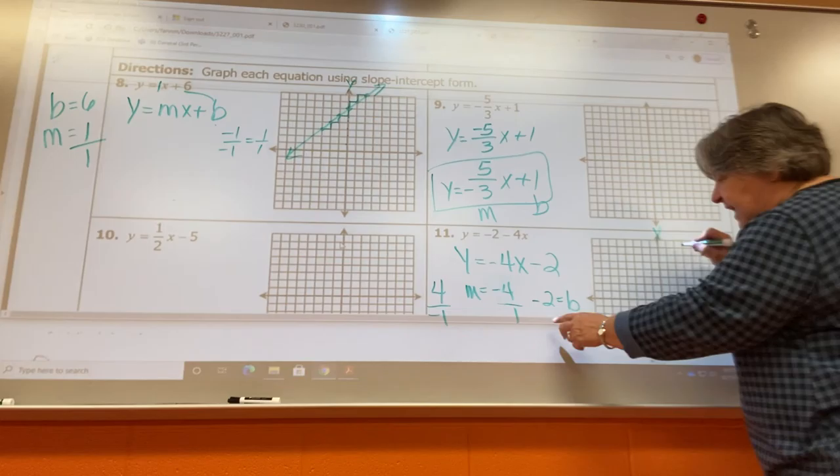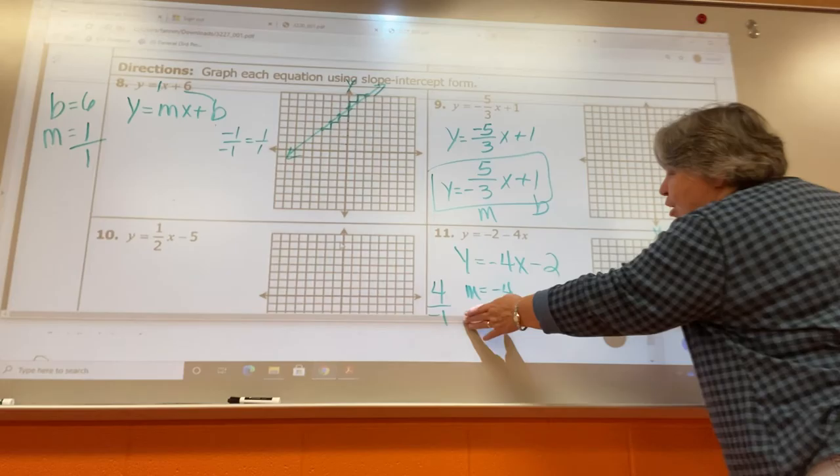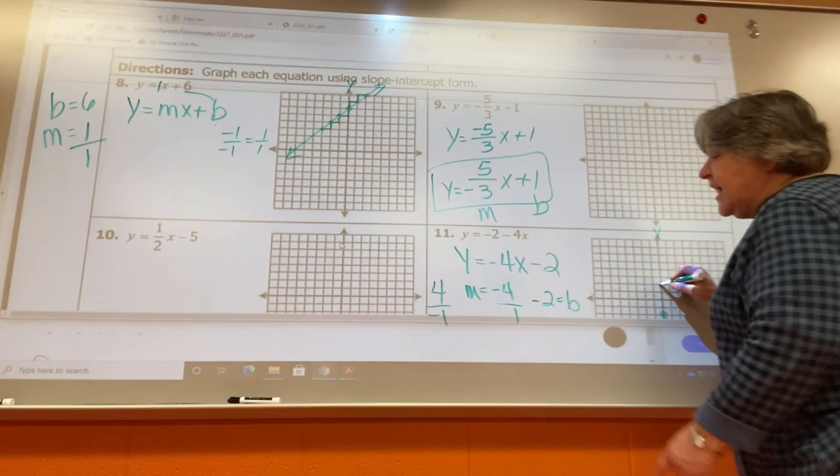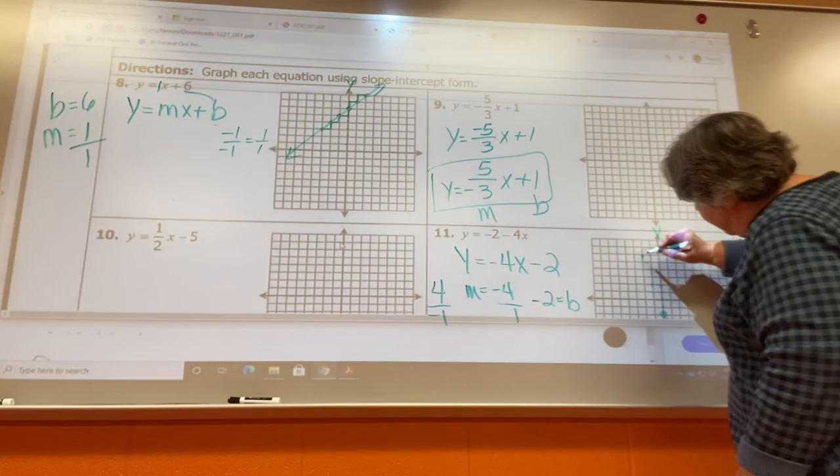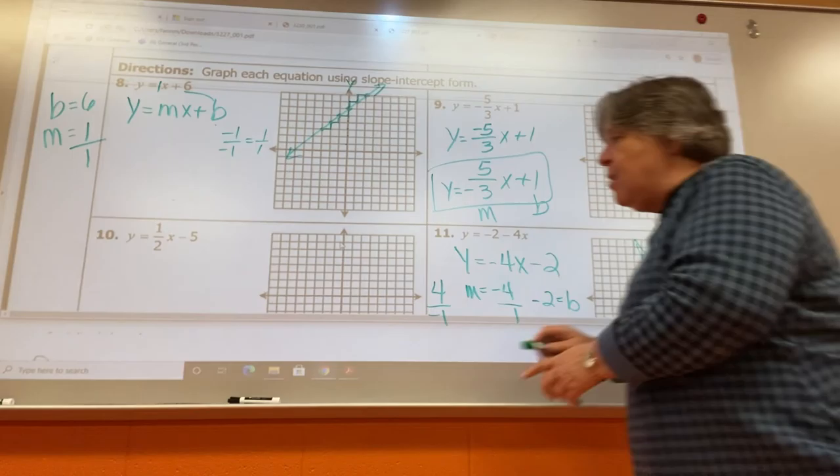All right, where do I begin? I begin at 6 on the y-axis. 1, 2, 3, 4, 5, 6. That's 6 on the y-axis. My slope is 1 over 1. So I count up 1, over 1, put a point. Up 1, over 1, put a point.